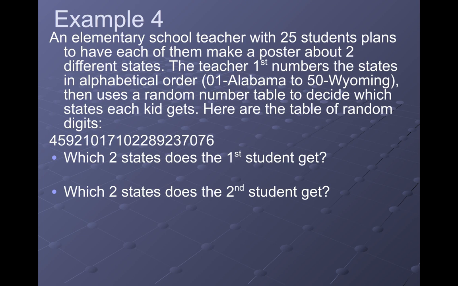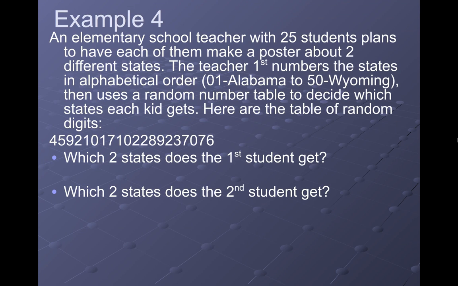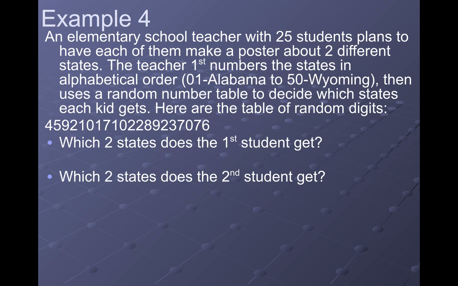An elementary school teacher with 25 students plans to have each of them make a poster about 2 different states. The teacher first numbers the states in alphabetical order from 01 to 50. So notice he or she uses two-digit numbers because there are 50 states. Then uses a random number table to decide which states each student gets. Here is the table of random digits.